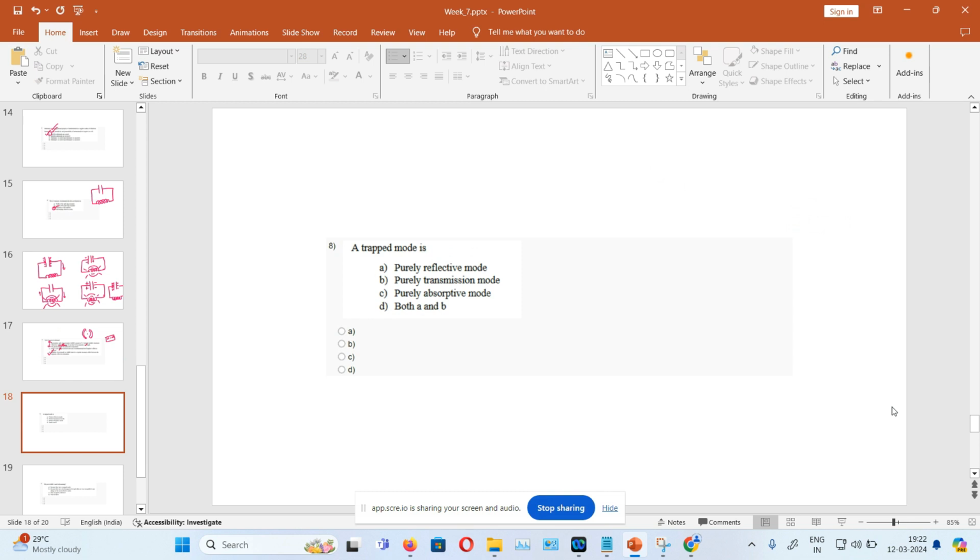A trapped mode is a purely reflective mode, purely transmission mode, purely absorptive mode, or both A and B. In a trapped mode, there is no transmission and no reflection happening. The whole light is confined inside the structure, so it looks like a purely absorptive mode. It is completely absorbed, with no transmission or anything else at that particular mode. So your answer will be C.